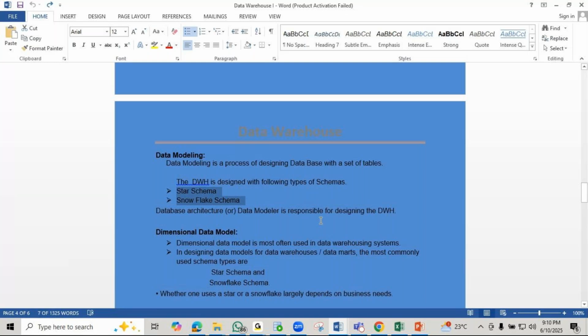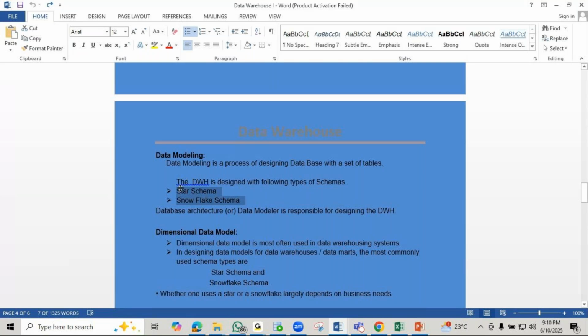Okay, so here one interview question is there: in your project, which schema were you using and why? So here what do we have to say? We have to say, as an ETL tester, we are using the star schema. Why? Because it was the business requirement. We are using the schema as per the business requirement.